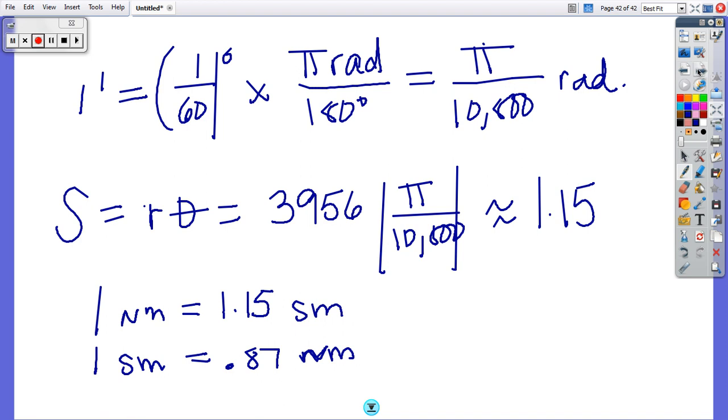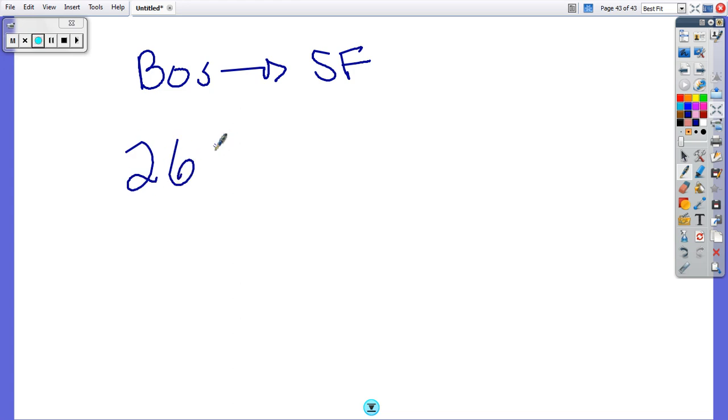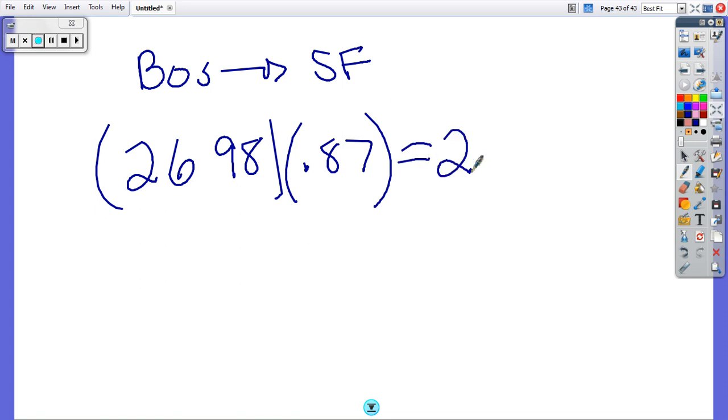So now let's go back to the problem. I want to travel from Boston to San Francisco. And I told you that in land miles, that's 2,698 land miles. I want to convert that to nautical miles. So I'm going to multiply by 0.87. And I'm going to get 2,347 nautical miles.